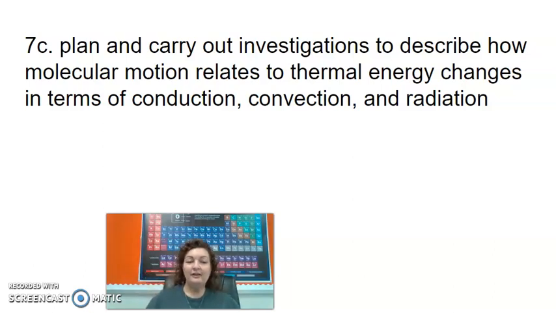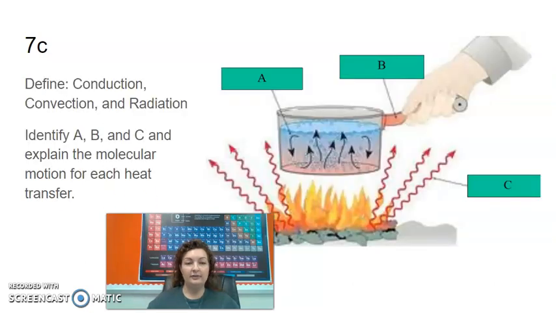Today we're going to be looking at our AKS portfolio for 7C. So 7C says, I can plan and carry out investigations to describe how molecular motion relates to thermal energy changes in terms of conduction, convection, and radiation. So we're going to look at each one of those.